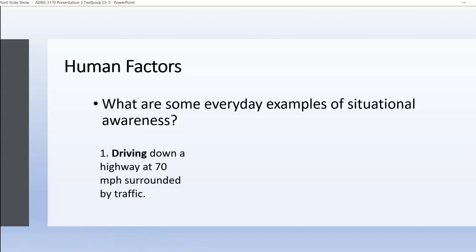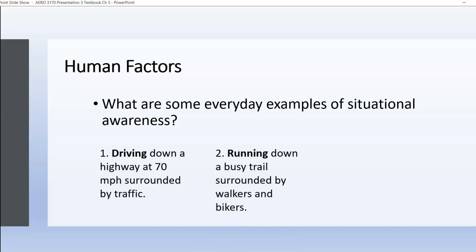How about driving down a highway at 70 miles per hour, surrounded by traffic? Wouldn't it be important to maintain situational awareness in that situation? Or running down a busy trail surrounded by walkers and bikers. If you're not aware of what's happening around you, and if you can't project how those will affect you in the future, you could run into some problems. Walking across a busy city street, very important to maintain your situational awareness.